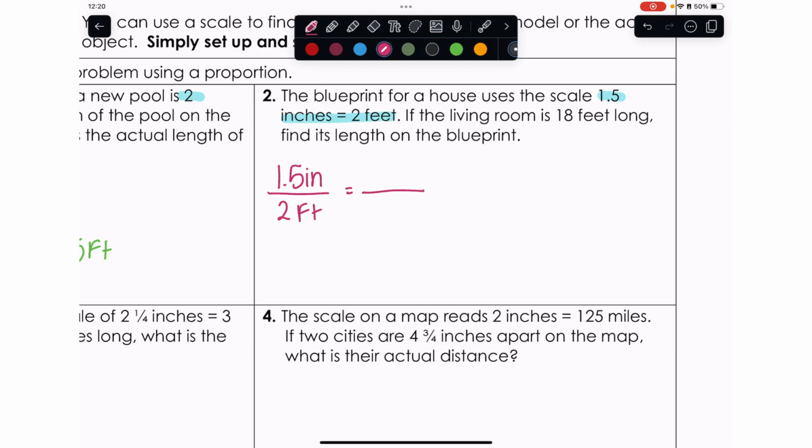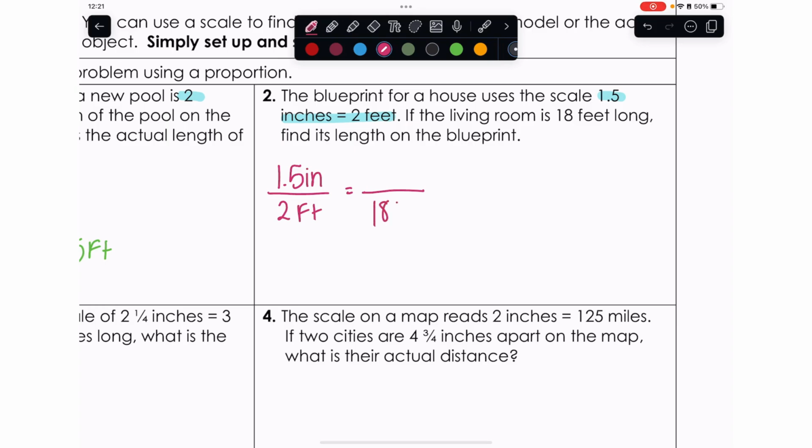And we are saying the living room is 18 feet long. We want to find the length on the blueprint. So is the living room the model size or the actual size? The actual size, right? It's actually 18 feet long. I want to find the model, which is the blueprint, okay?